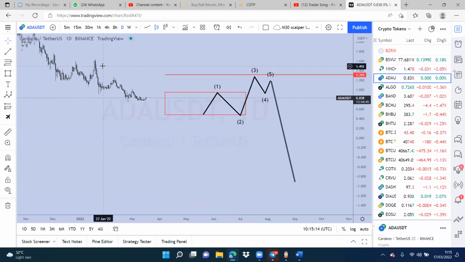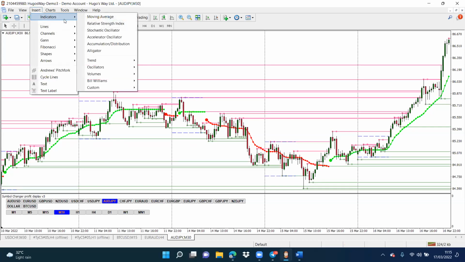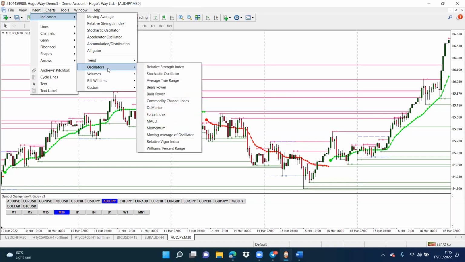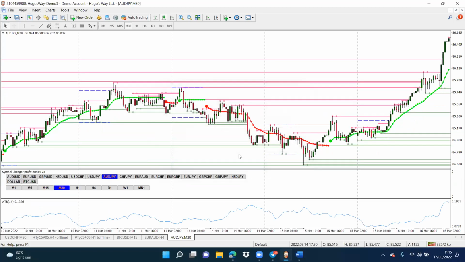There's an indicator called the ATR that we use in the Heroes group, and I'm going to introduce you guys to that. So if you're on MT4, whether mobile or desktop, you come to insert, go to indicators, oscillators, and you look for ATR, average true range, and you add that to your chart. It's by default at 14, right?